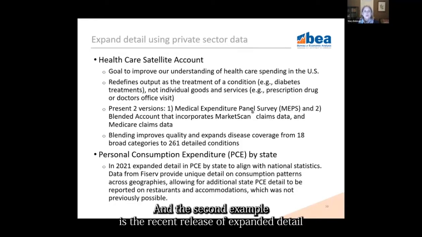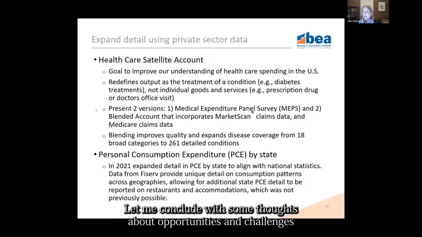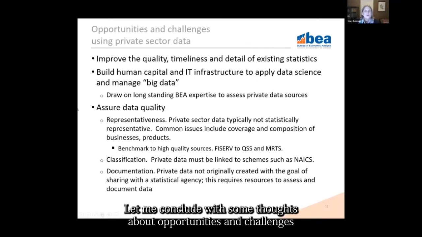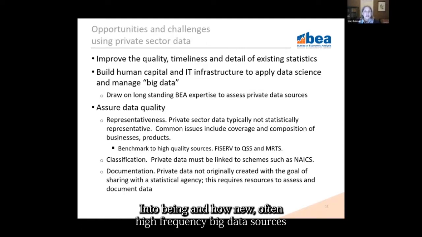And the second example is the recent release of expanded detail for state personal consumption expenditures, where the Pfizer table enabled BEA to report the additional detail that now matches what we provide in the national measures of quarterly and annual GDP. Let me conclude with some thoughts about opportunities and challenges that we've learned over the past 5+ years as we've brought data science into BEA, and how new, often high frequency big data sources can improve the quality, timeliness, and detail of our economic statistics.